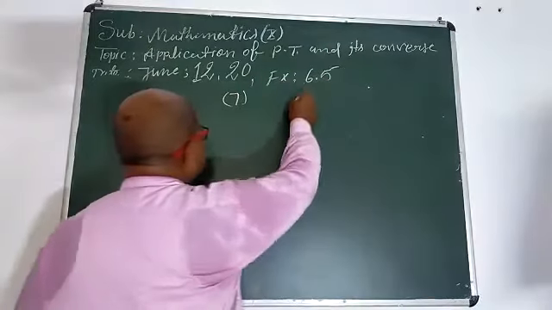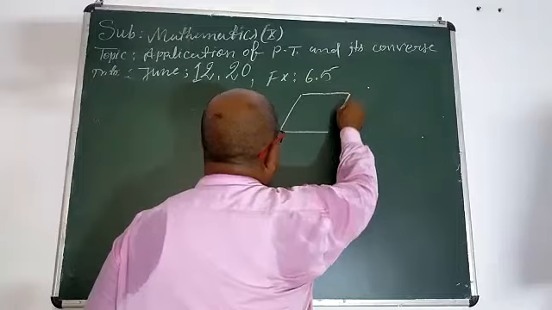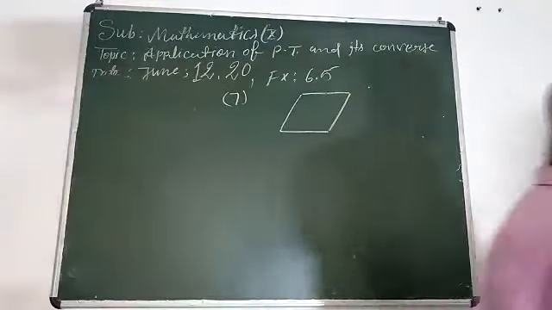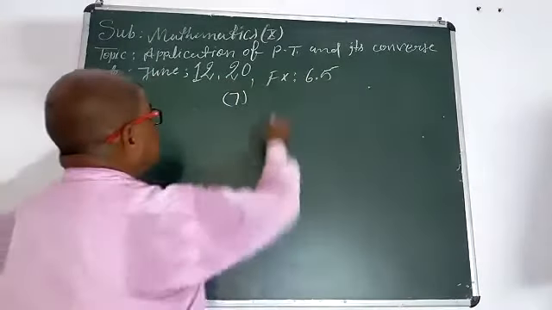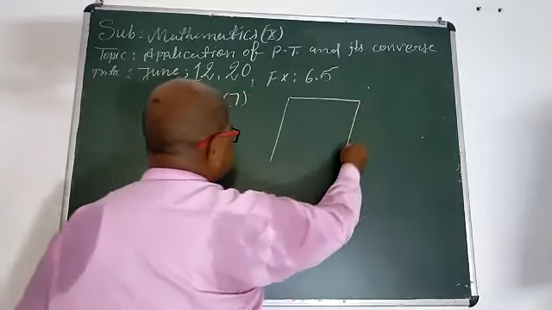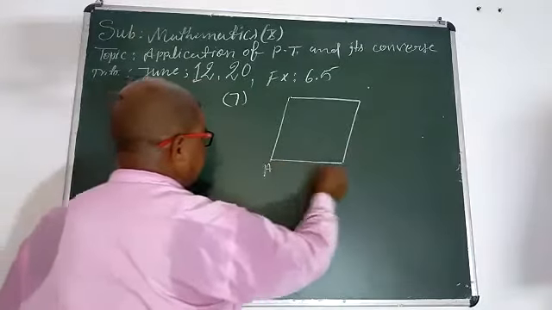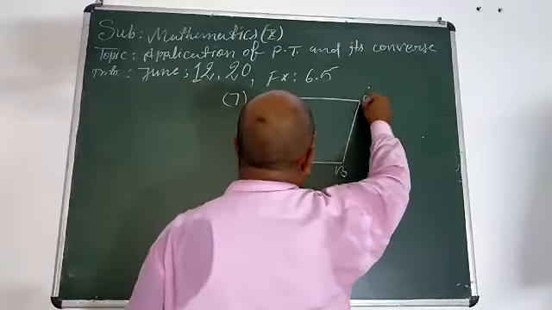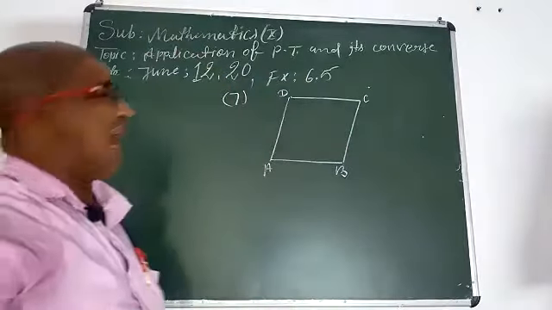The question is related to a rhombus, so we should draw a rhombus. We should draw a bold diagram. The question is asking, prove that the sum of the squares of the sides of the rhombus is equal to the sum of the squares of its diagonals.